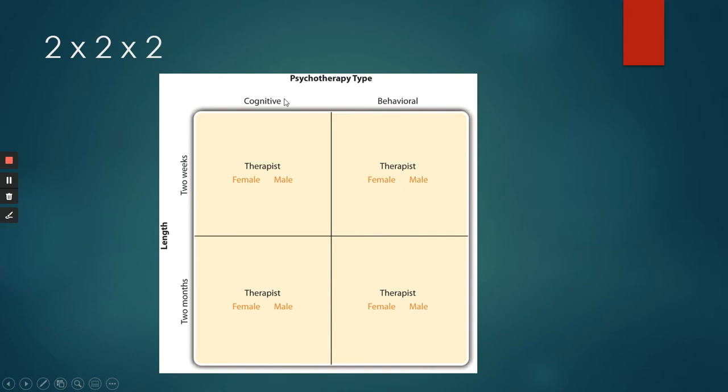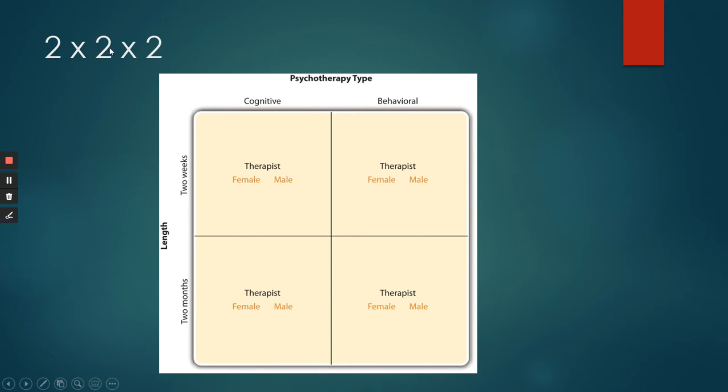Cognitive focuses on your thought patterns, and the idea is that you have maladaptive thinking patterns, and that leads to maladaptive behaviors. Whereas behavioral techniques tend to focus on the behaviors themselves and changing those behaviors without really dwelling on what causes them. So there are two levels: cognitive and behavioral. The third variable is length. There are two levels to that, whether you go to therapy for 2 weeks or for 2 months. So there are three variables here.